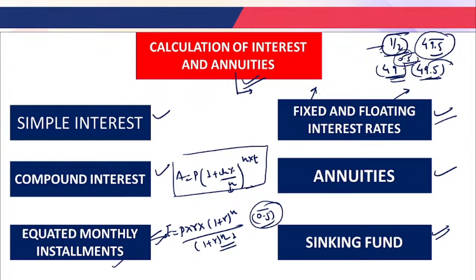So do not be overconfident about the 0.5 marks, because that is also important from your exam point of view, right? So those are the different types of topics that you have to understand under the chapter on the calculation of interest and annuities. It is quite simple if you understand from the different lectures.